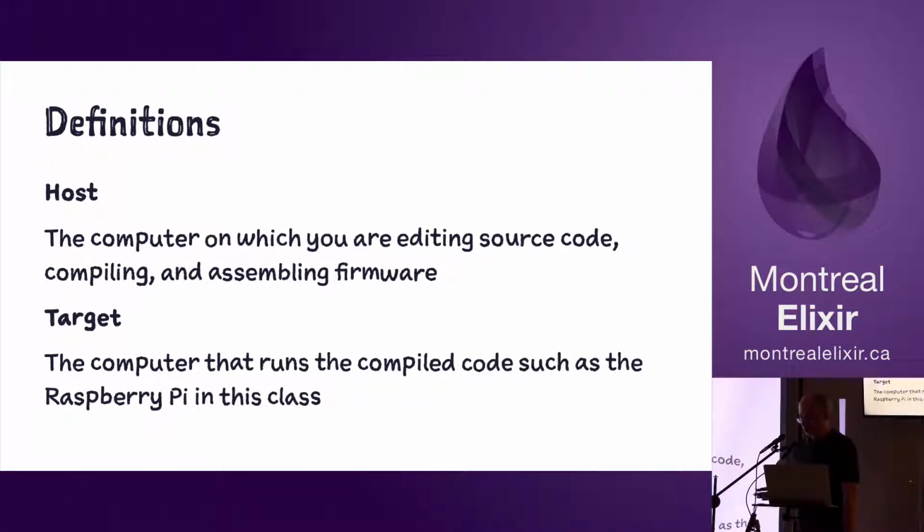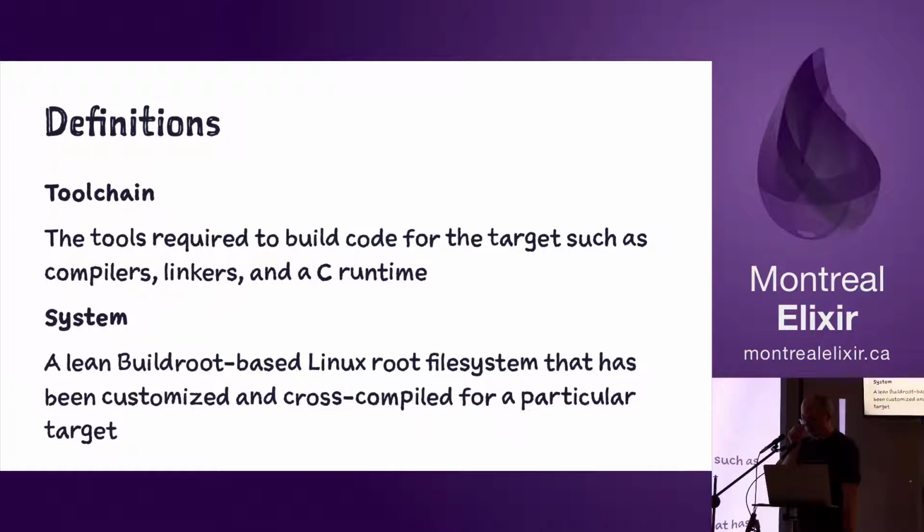Some definitions, because we want to use those words for the next few minutes. So the host is the computer on which you are building your firmware, basically doing the coding and all that. The target is the computer that will run the firmware, so it's basically the device, the mobile device. The toolchain is the tools required to build the code. That's something that is provided by Nerves, all the toolchain. And the system is the minimal Linux system that gets into the firmware and then on the device. So they call that the system.